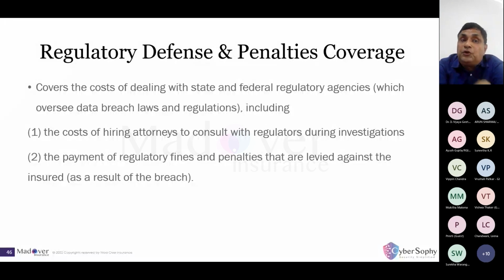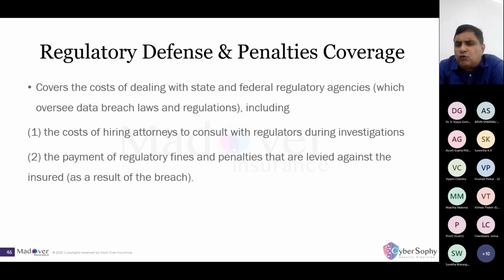They can also put a case against the insured, in which case we need to be hiring attorneys, either to consult with the regulators during investigations, or to even fight a case in the court of law. All these costs are covered as a part of the regulatory defense and penalties coverage. The payment of regulatory fines and penalties that are levied against the insured as a result of the breach is also covered by some of the policies.